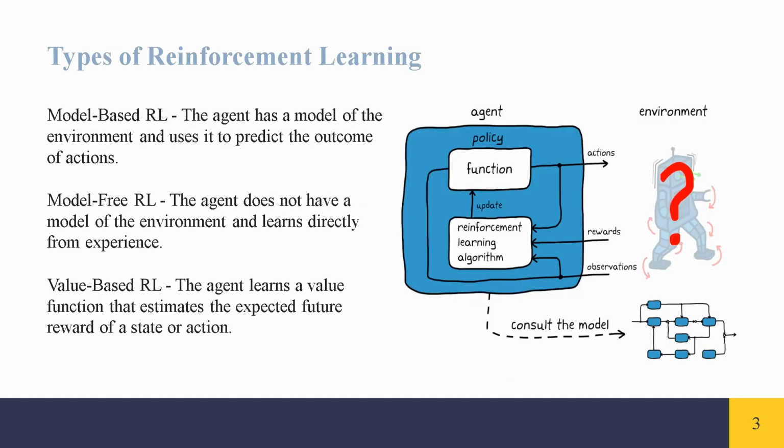Model-based RL: the agent has a model of the environment and uses it to predict the outcome of actions. Model-free RL: the agent does not have a model of the environment and learns directly from experience. Value-based RL: the agent learns a value function that estimates the expected future reward of a state or action.